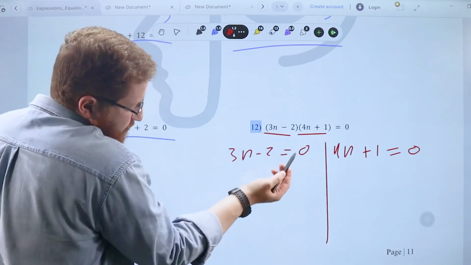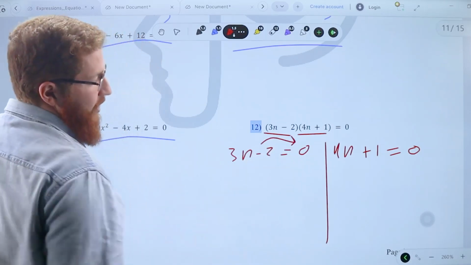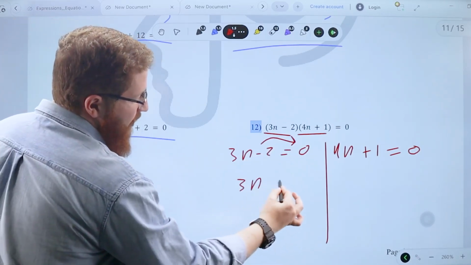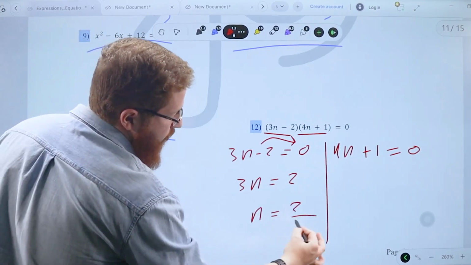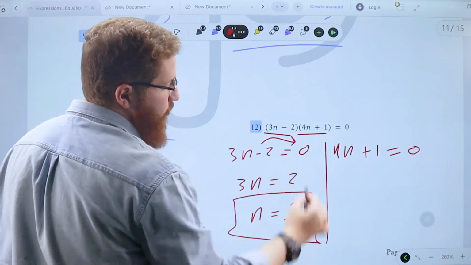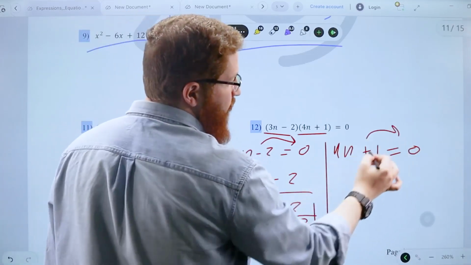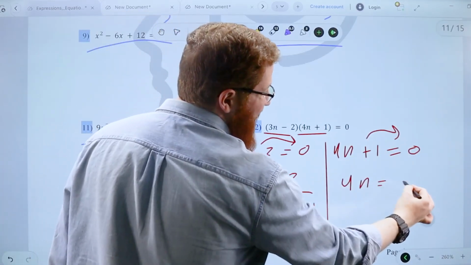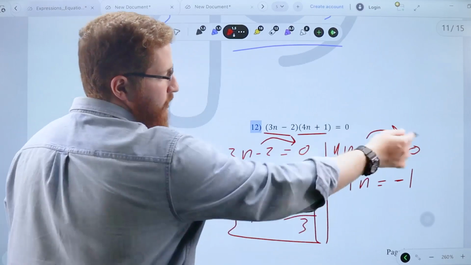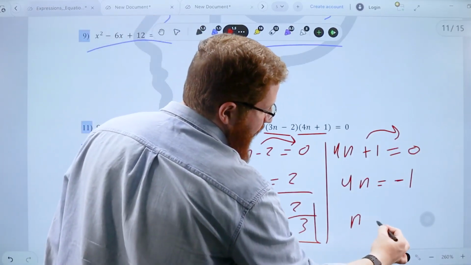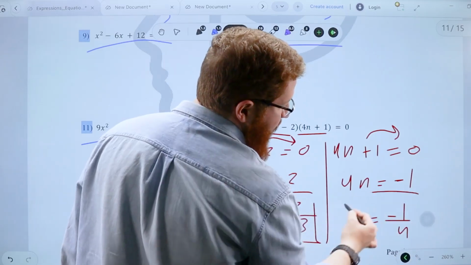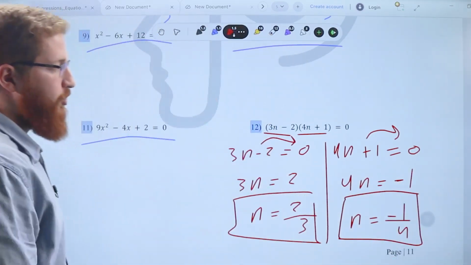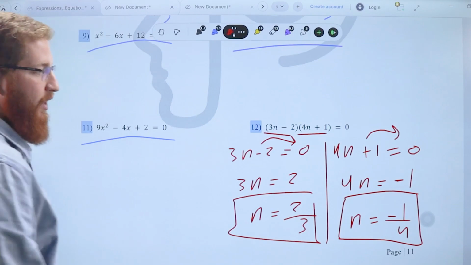Okay, this is very easy actually. Move the 2 to the other side, it will become 3n equals 2. Divide by 3, n equals 2 over 3. This is the first solution. The other one, move the 1 to the other side. 4n equals minus 1 because I moved it to the other side. Divide by 4, n equals minus 1 over 4. And here I have two different solutions.